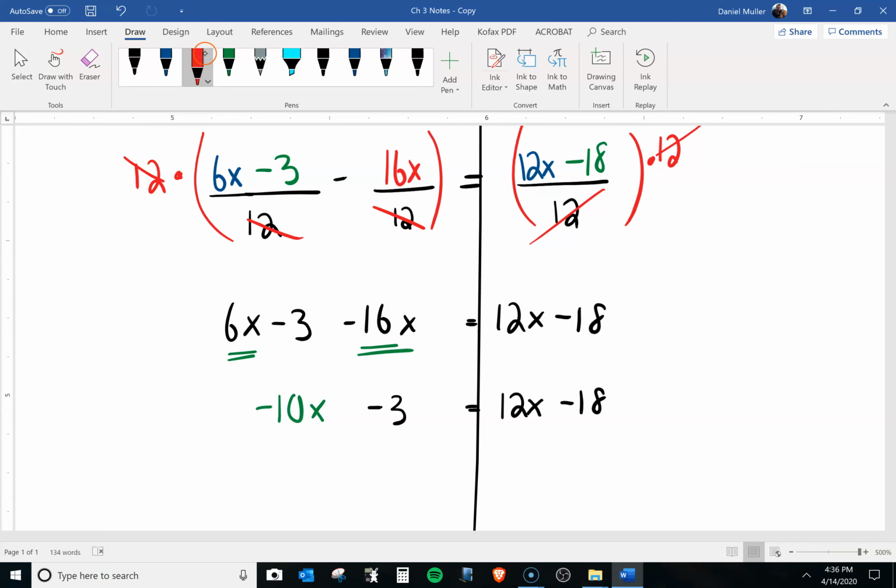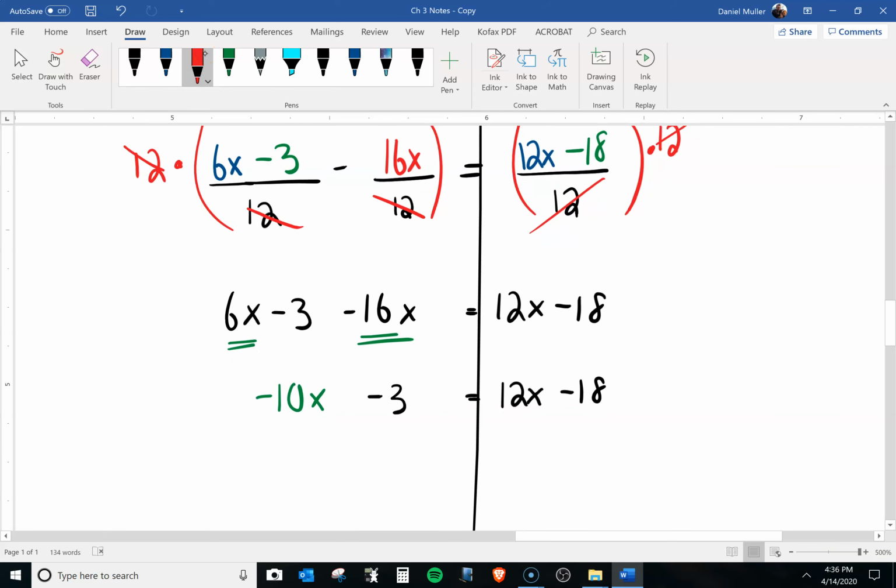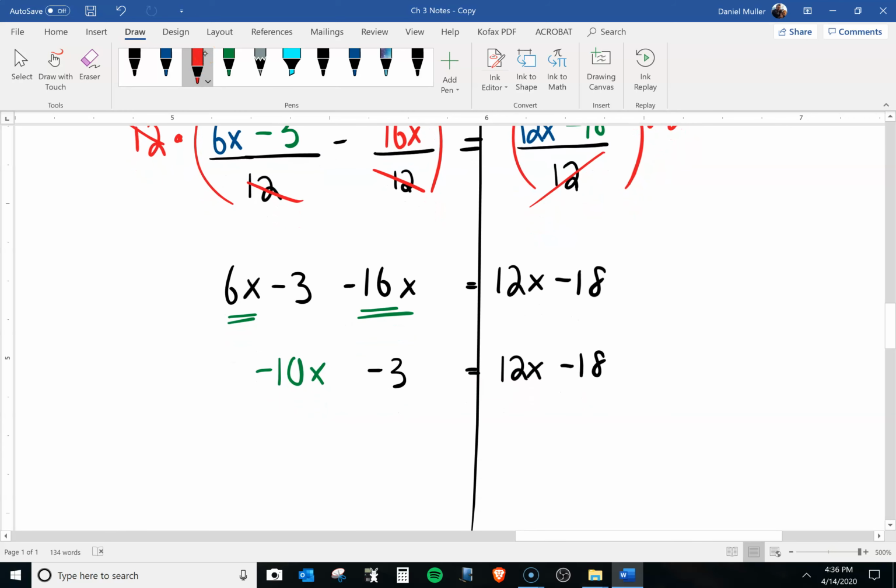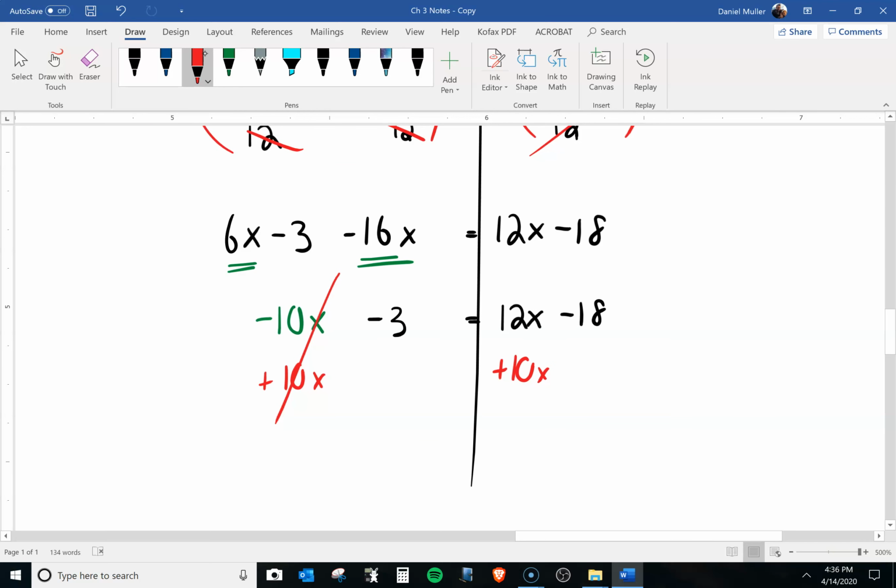Now, once you get common or like terms, we need to move the smaller or more negative x. In that case, the negative 10 is smaller than the 12. So to move it, you need to cancel it out. So I'm going to add 10x to both sides. Negative 10 and positive 10 have canceled out, leaving me with just a minus 3. 12 plus 10 is 22x minus 18.